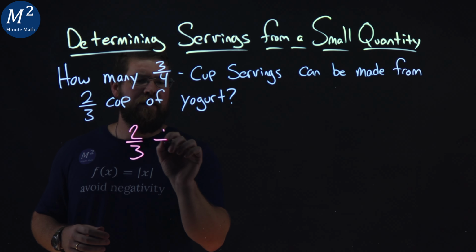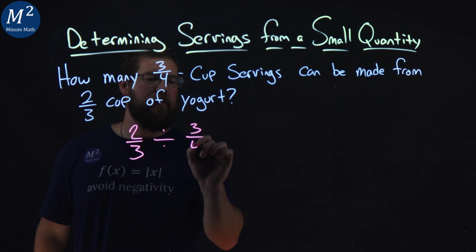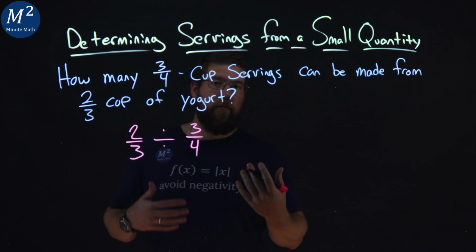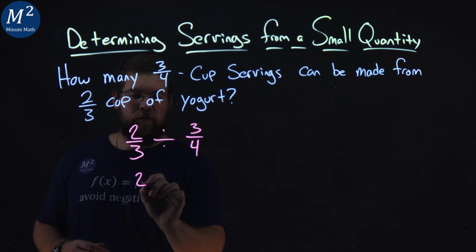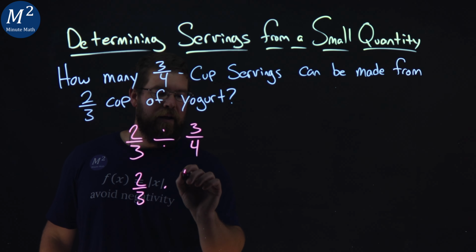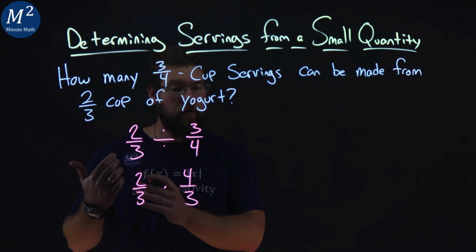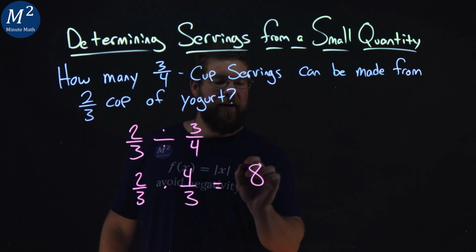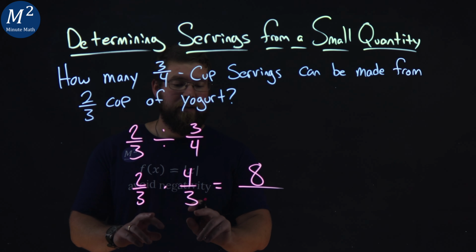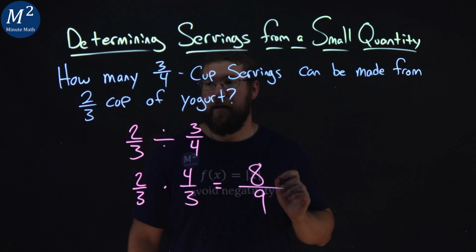So we're going to divide this by 3/4. Now, if you remember, dividing by a fraction is the same as multiplying by its reciprocal. So 2/3 multiplied by 4/3 here. It's the same problem here. Multiply across the numerator. 2 times 4 is 8, divided by 3 times 3, which is 9.